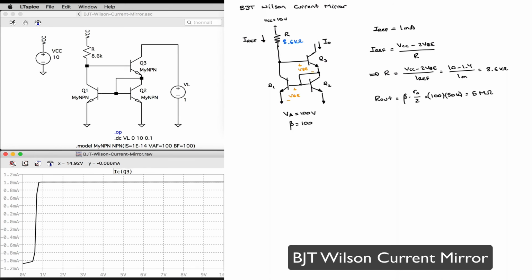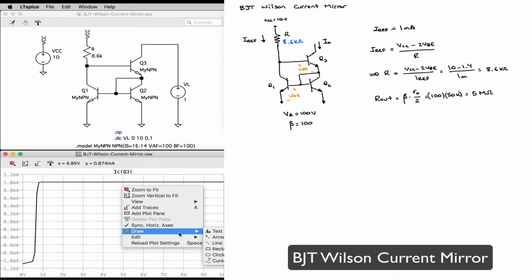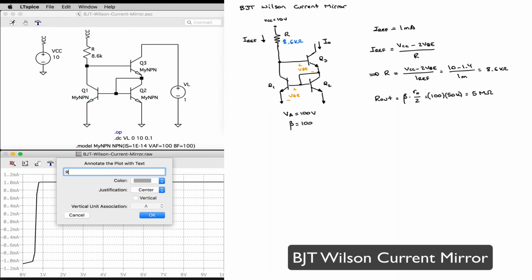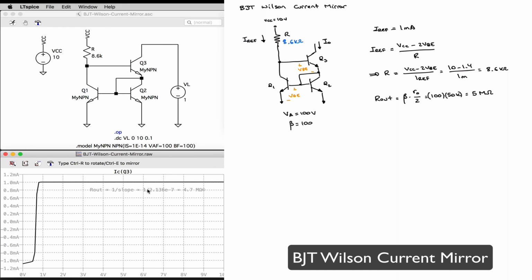And I can see my slope is 2.136 e to the minus 7. So I can write my R out can be equal to 1 over that slope. So 1 over 2.136 e to the minus 7, which is 4.7 mega ohms. And there we have it. An improvement in the output resistance at the expense of compliance range.